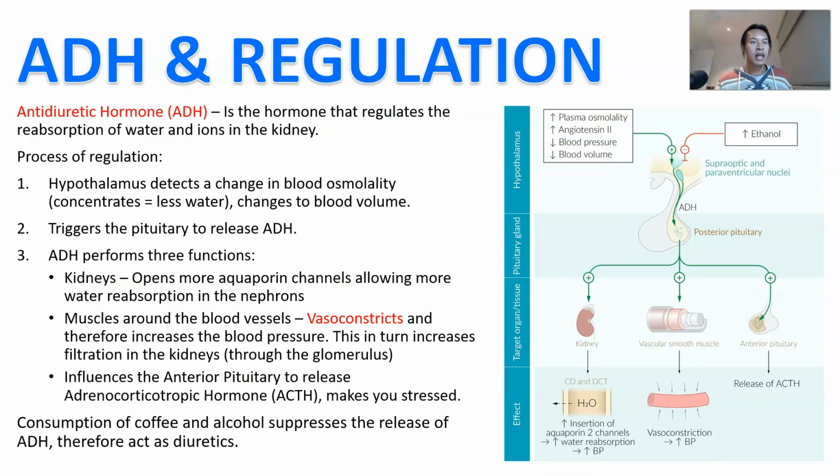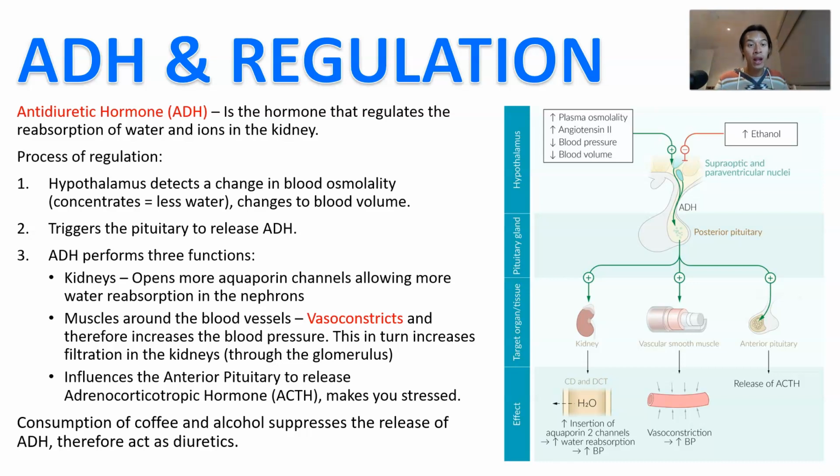Okay, now the last part is how does your kidney also then regulate this particular process? Okay, so the regulation of the kidney is done via a hormone called the antidiuretic hormone, or ADH. So it's the hormone that's going to regulate that reabsorption of water and those ions in the kidney. Okay, the process of regulation happens like this.